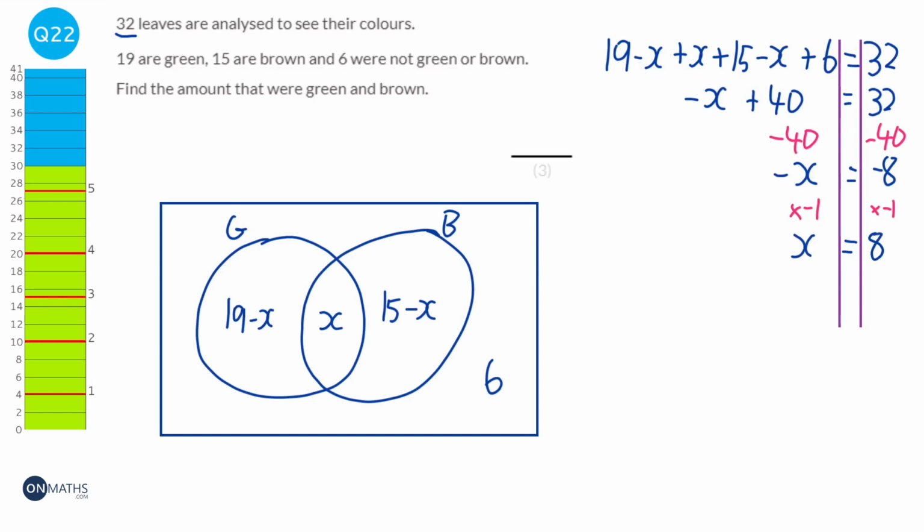So now we know x is 8, we can start filling in the Venn diagram. So it's 19 take away 8, which will be 11. X is 8, so we know that that's 8. And 15 take away 8, which is 7. So find the amount that were green and brown. We know it's going to be 8.